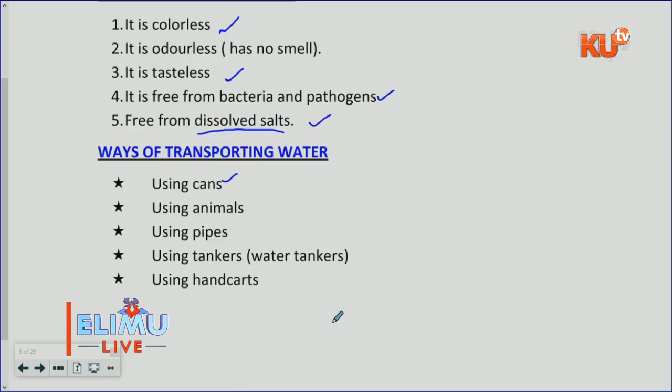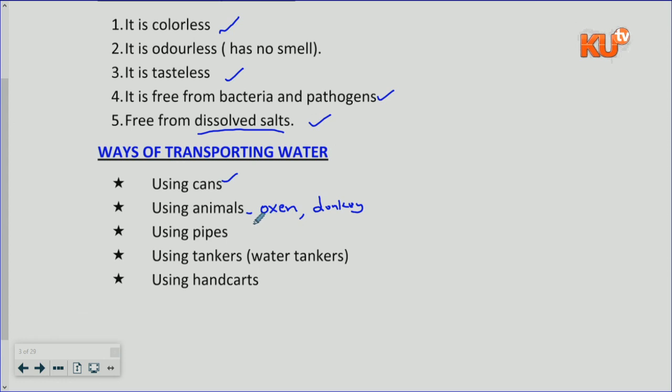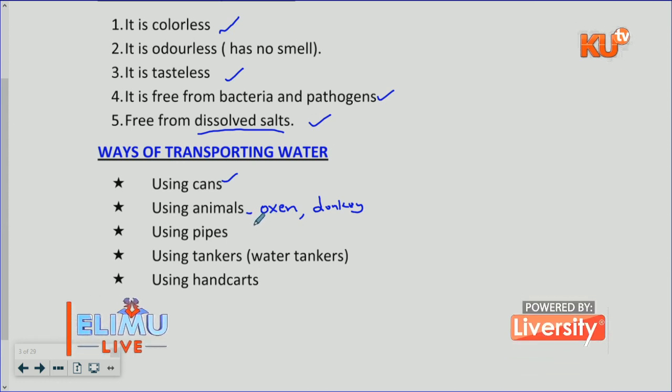Another way of transporting water is by using animals. We have different animals that can transport water. In rural areas, they can use oxen. Oxen can be used to plow. They can also be used to transport water. We have another animal called donkey. Donkeys, when they are placed on a handcart, or even if the handcart is not available, can transport water.